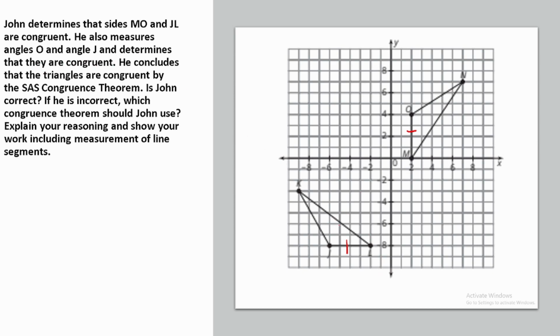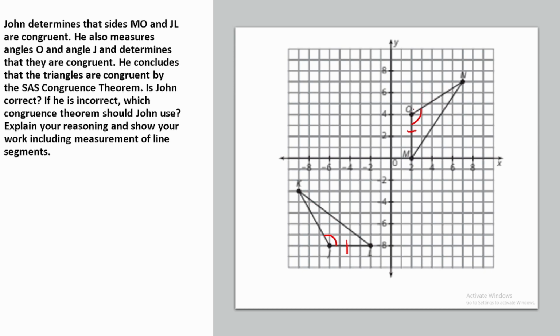He also measures angles O and J and determines that they are congruent. Angles O and J. So J is down here and O is right here. So they're congruent. And it says, he concludes that the triangles are congruent by side angle side. Is John correct? If he is correct, which congruency theorem should John use? Explain your reasoning and show your work, including the measures of the line segments. So the problem here is he said side angle side. We don't necessarily know that yet, but we could figure that out.